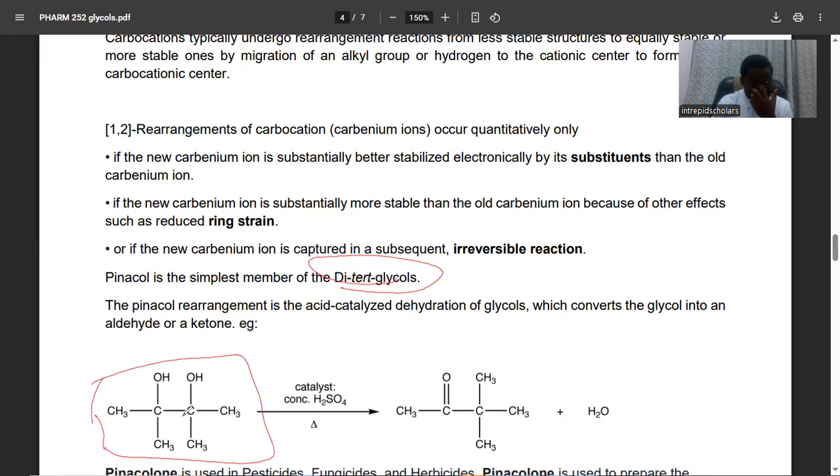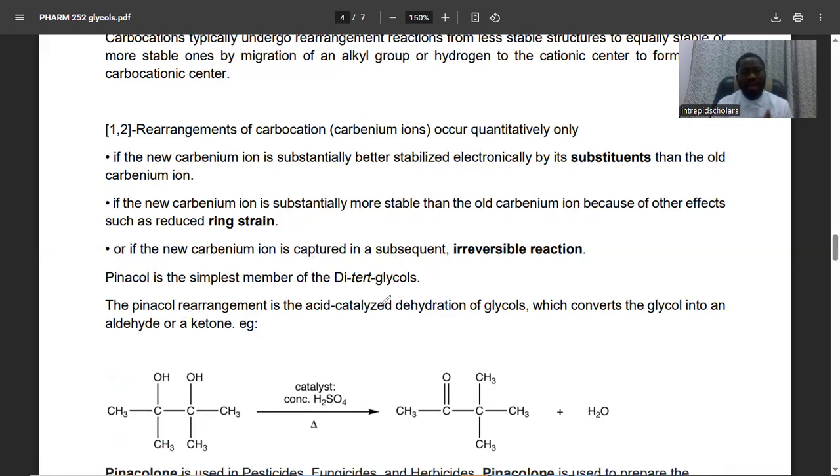Now, look at something here. This alcohol, this OH, is tertiary. This carbon is tertiary because it's bonded to three other carbons: 1, 2, 3. So the alcohol here is a tertiary alcohol. If you look at this carbon here, it's also tertiary because it's bonded to three other carbons: 1, 2, 3. So we have two tertiary alcohols, and the OH groups are on adjacent atoms. So this is a ditertiary glycol, and pinacol is the simplest member.